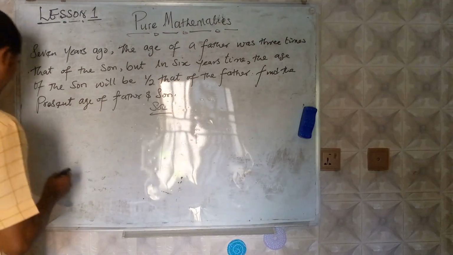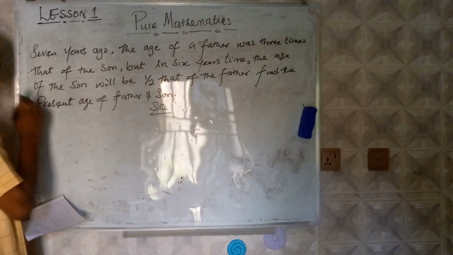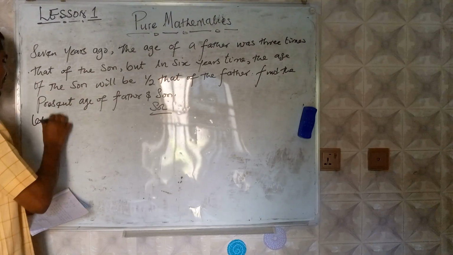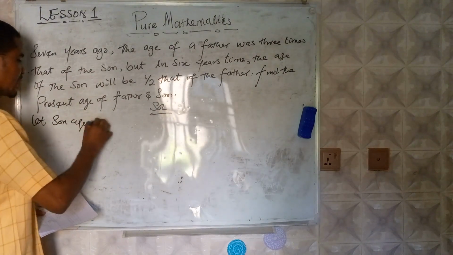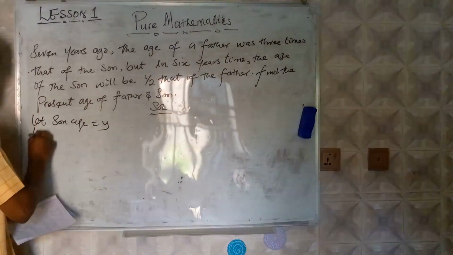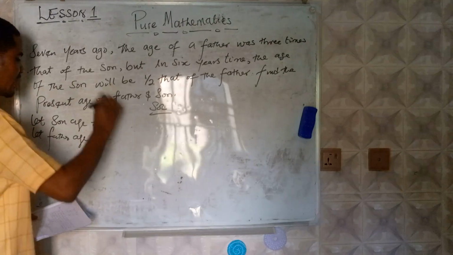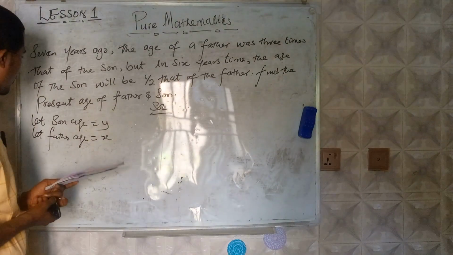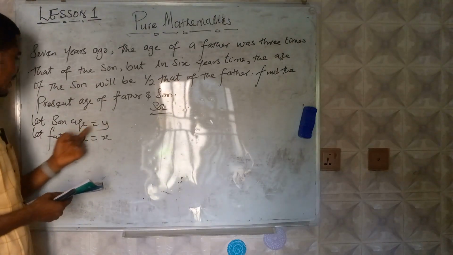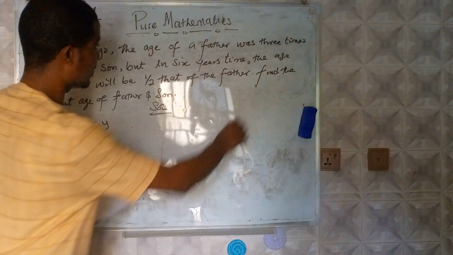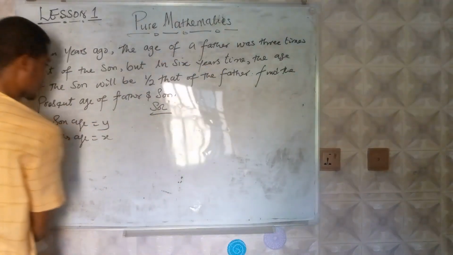So let the age of the son be y. Let son age equals to y. Okay, let father age equals to x. So if I've taken the age of the son to be y and the age of the father to be x, I will now start putting up simultaneous equation about that.